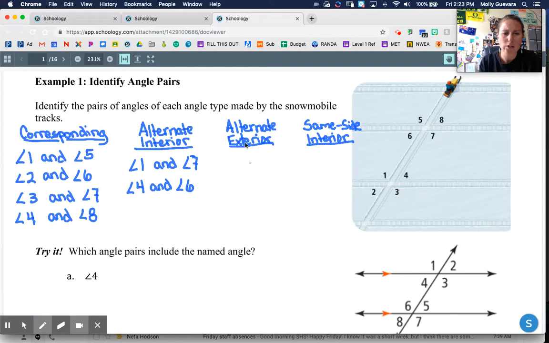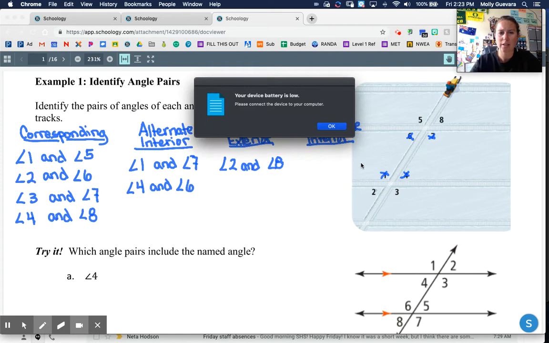Next one is alternate exterior. So I'm only looking at angles that are exterior. So I don't care about these guys at all. Okay, so angle 2 is to the left. So in this group up here, I want to go to the right, which is 8, because I want the alternate side. So angle 2 and angle 8 are alternate exterior.